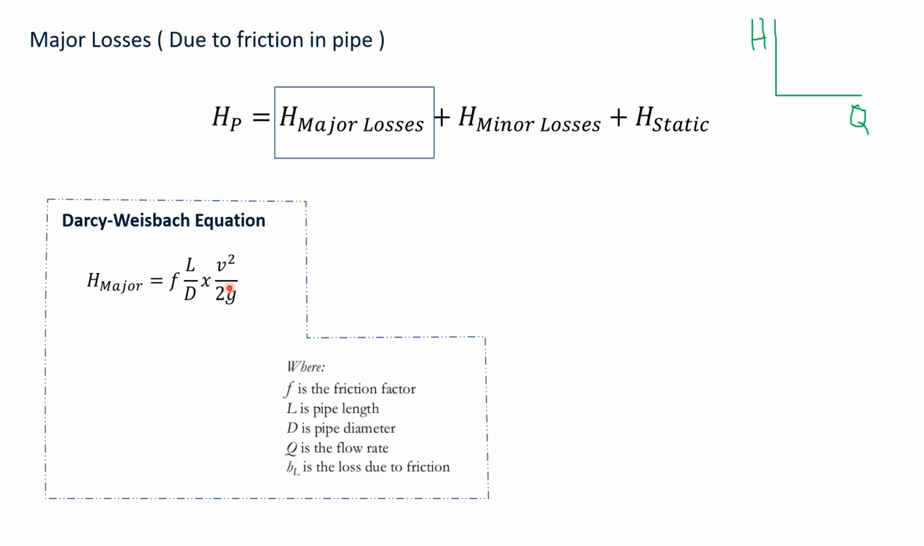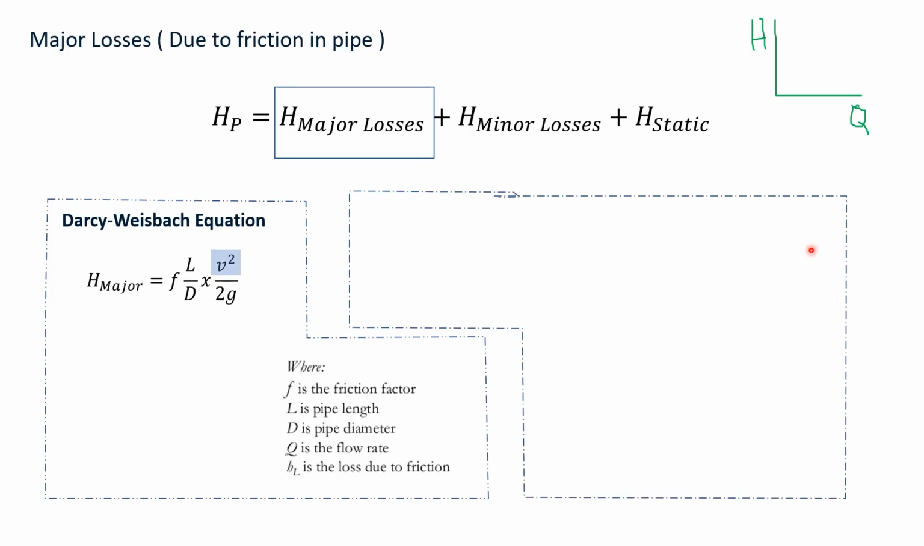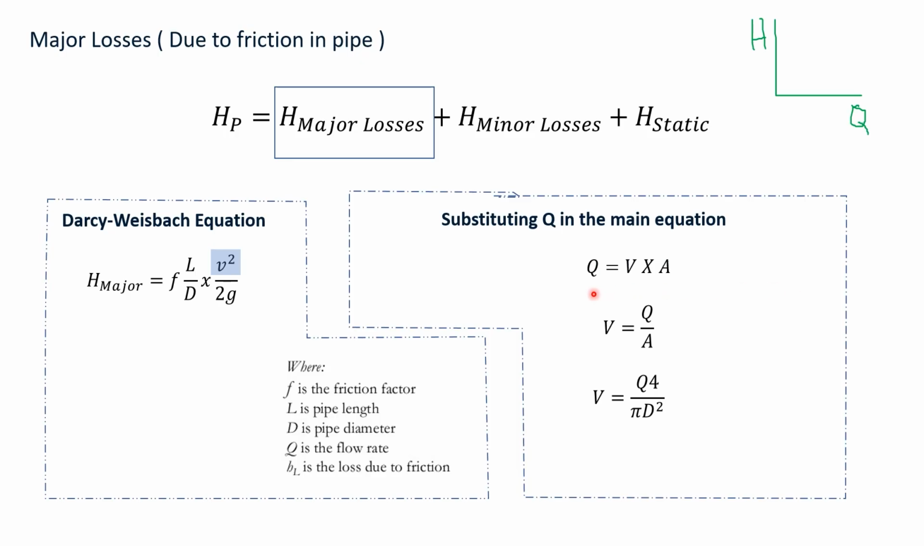So we can convert the velocity into flow rate by substituting Q in the main equation. The volumetric flow rate is equal to velocity multiplied by the pipe cross-sectional area. So the velocity is equal to the flow rate divided by the area. And we know that the cross-sectional area of the pipe is equal to pi d squared over 4. So the velocity will be something like this.